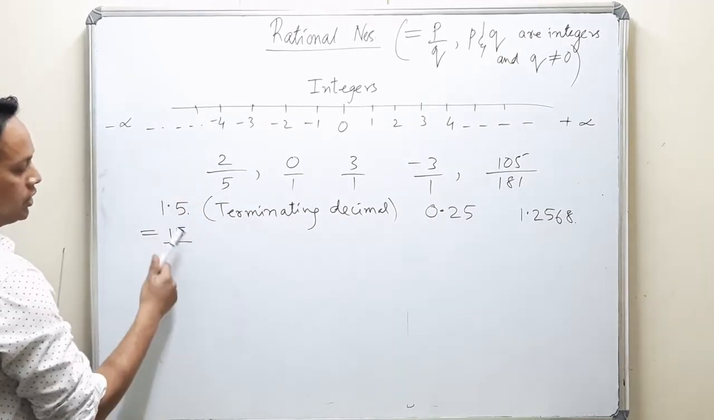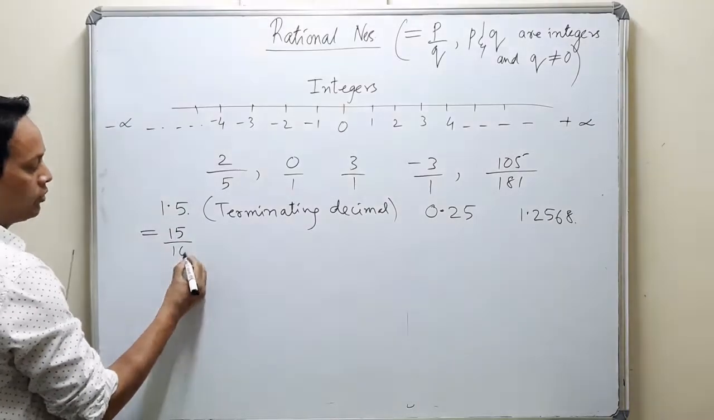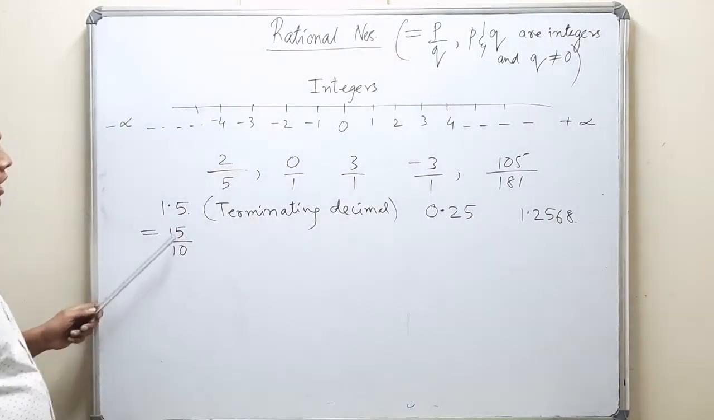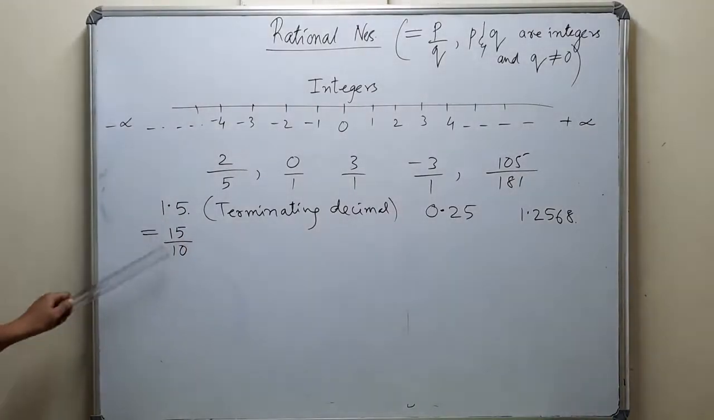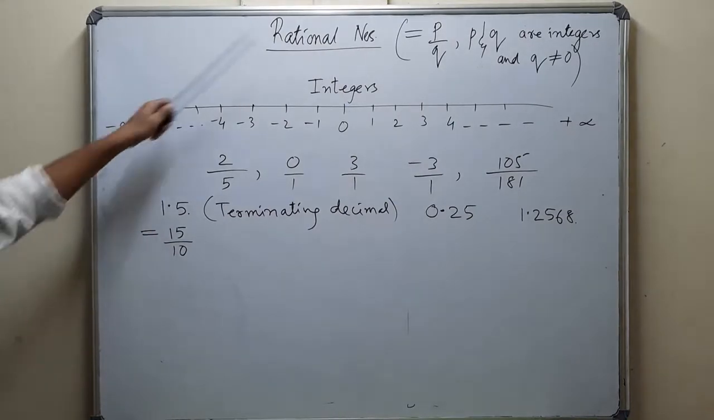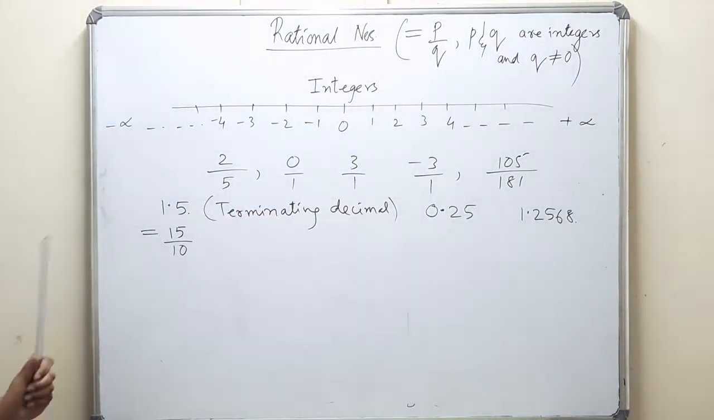You have 0.15, after decimal 1 number, so 10 will come, and you can cancel. So we have integer on top, integer below. So the terminating decimals are also rational. So terminating decimals are rational.